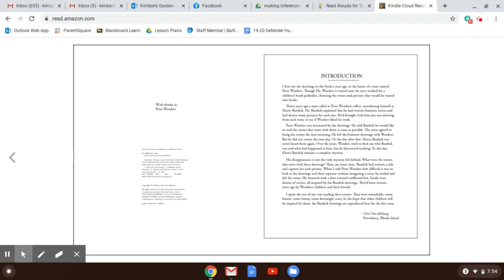They were remarkable, some bizarre, some funny, some downright scary. In the hope that other children will be inspired by them, the Burdick drawings are reproduced here for the first time. So you're going to take a look at each picture and the title and the caption, and you can pause my video and maybe infer your own story or infer what's happening in each picture. Make up your own story using the clues in the title and caption and the clues in the picture, the illustration.